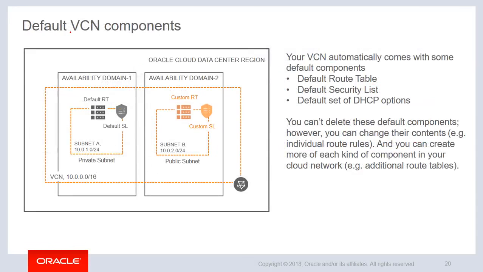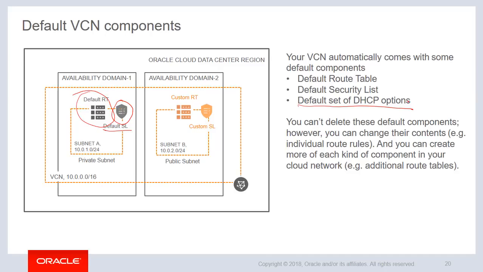Keep in mind that there are certain VCN components which are default, which come with it when you create a VCN. So by default, you get a route table. We have looked into what this route table is. You get a security list, which we looked into in the previous few slides, and you also get a default set of DHCP options. Now you cannot delete these default components. However, you can change their content. You can change, for example, individual route rules, and you can create more of each kind of component in your cloud network.